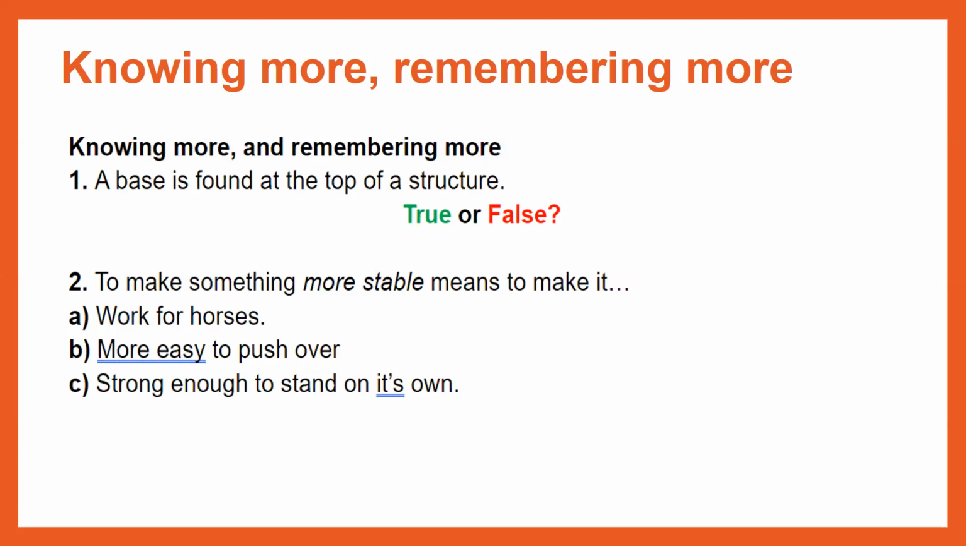Okay, welcome back. So we're going to go through our answers. Question 1 was, a base is found at the top of a structure, true or false? The base is actually the bottom of the structure, so it's false. Then question 2, to make something more stable means to make it C, strong enough to stand on its own. So it will not fall over if you make something more stable.